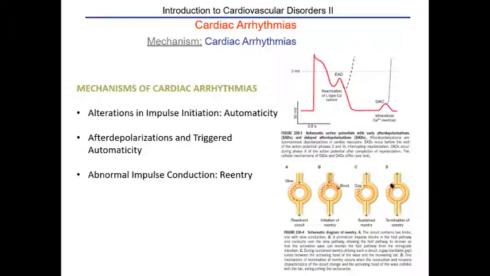So the first mechanism has to do with automaticity. So we know that the heart has an electrical mechanism by which it generates impulses, and is generated automatically by pacemaker cells in the heart. Abnormalities in impulse generation, whether by an abnormal rhythm of the pacemakers or by ectopic focus or foci of initiation of impulses, can generate cardiac arrhythmias.